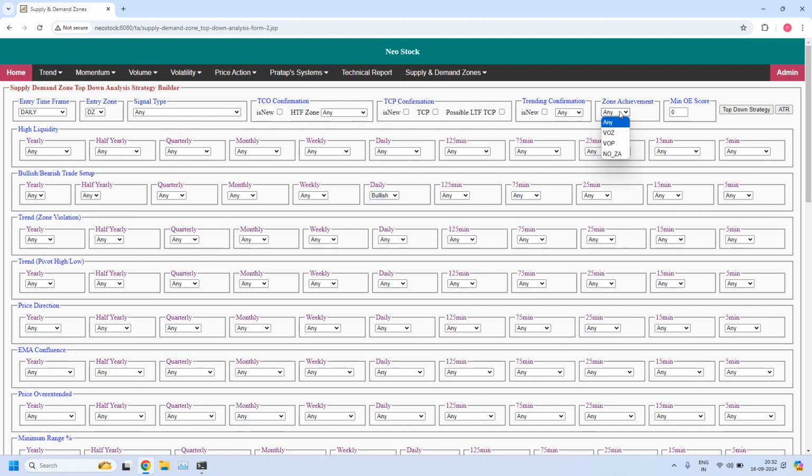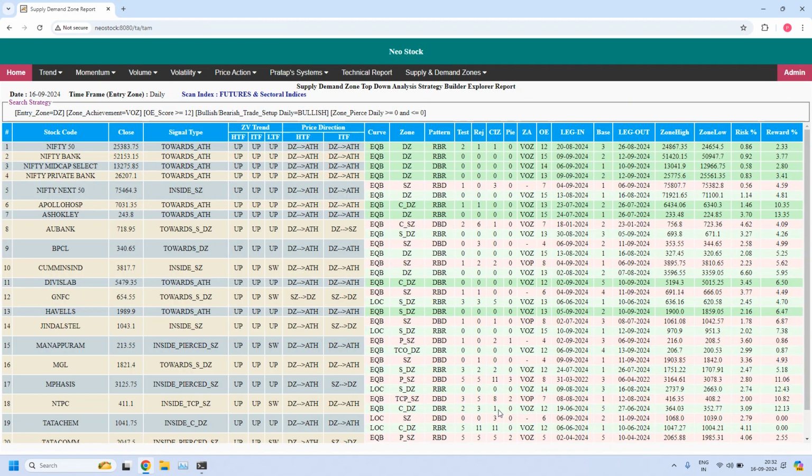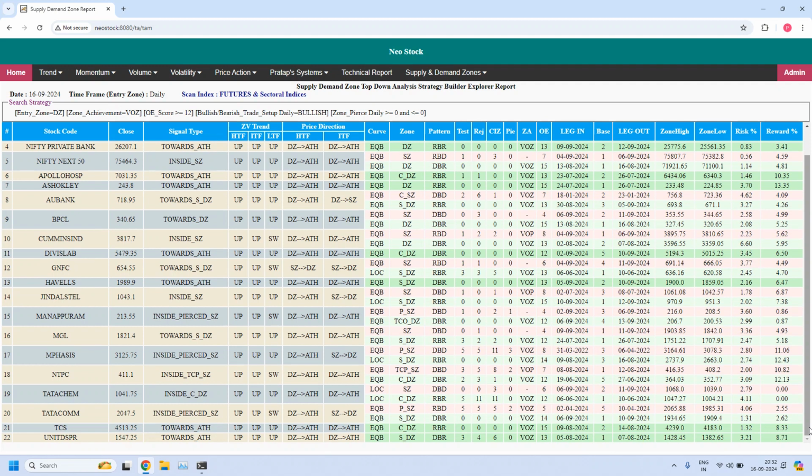And zone achievement should always be violated opposing zone. Minimum odd enhancer score should always be 12 for bullish or bearish trade setup. And all the 3 filters are applied to daily demand zone. Now let's filter. So this is the filtered list. Let me scroll the list down. So total 22 stocks are filtered.